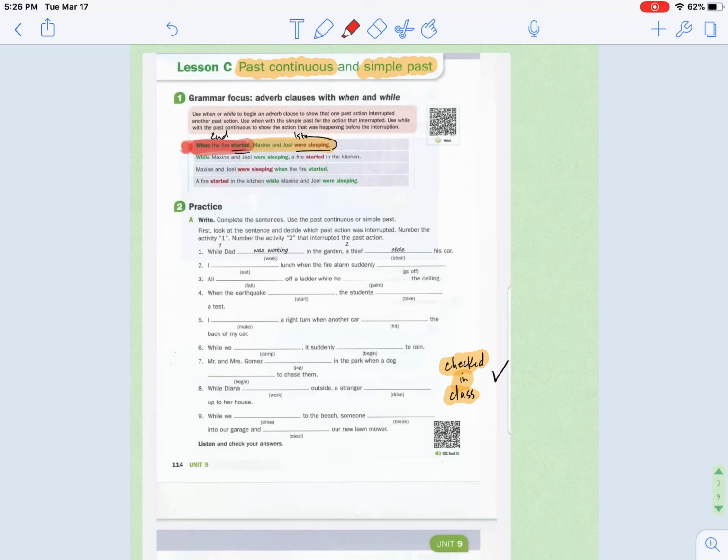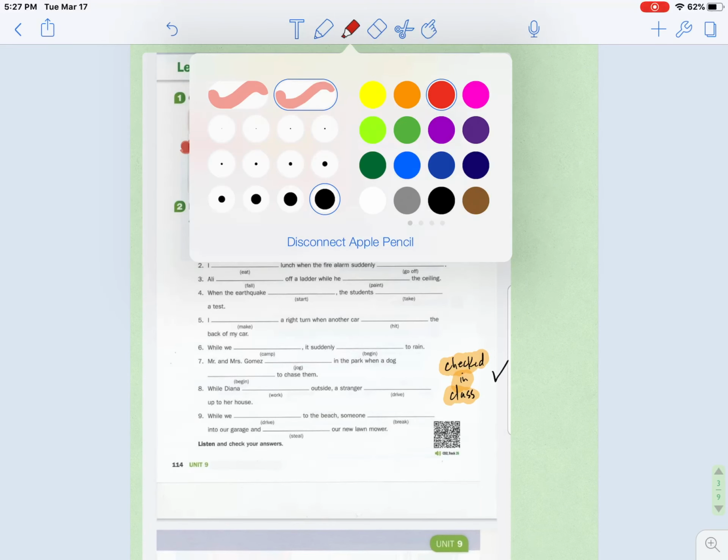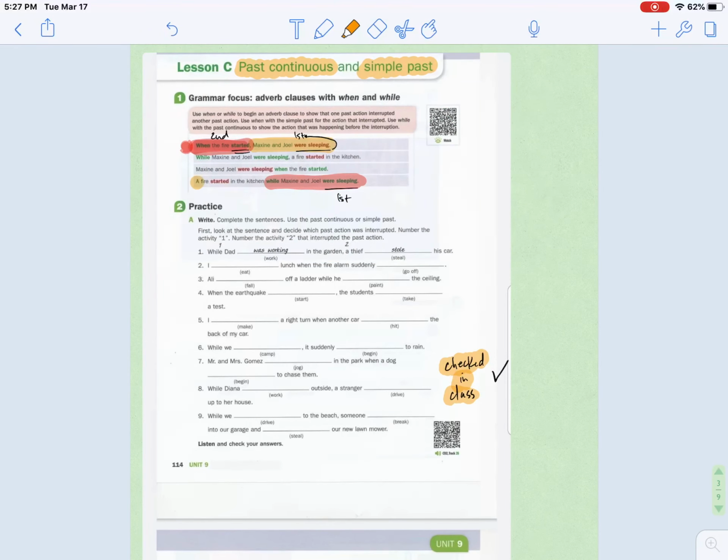that idea that while Maxine and Joel were sleeping, is this the first thing or the second thing? First thing. This is the first thing that happened. They were sleeping first. When what happened after? A fire started in the kitchen. So that would be our second action, with our simple past, just a verb in the past, no progressive like here. So first action and second action.